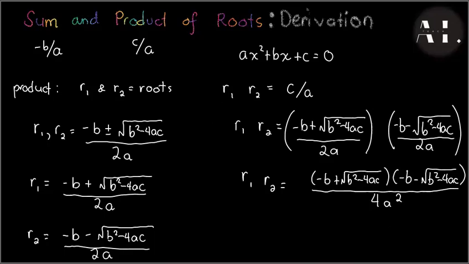The expression in the numerator is a difference of squares. Take note that the difference of squares is given by the quantity a plus b times the quantity a minus b is equal to a squared minus b squared. Let's say that the first expression here is a plus b, and the second expression is a minus b.